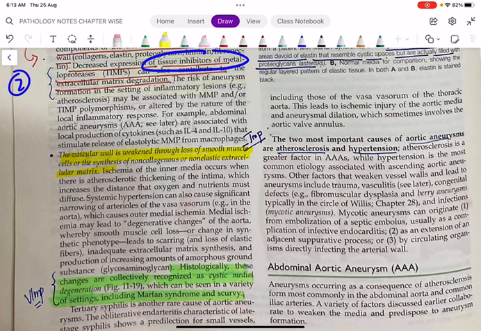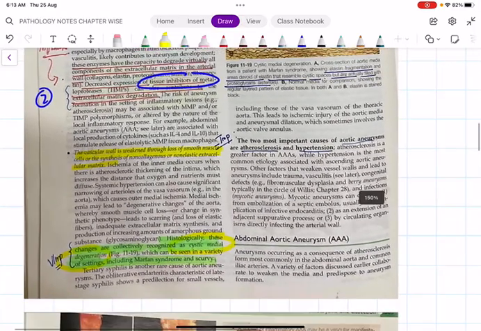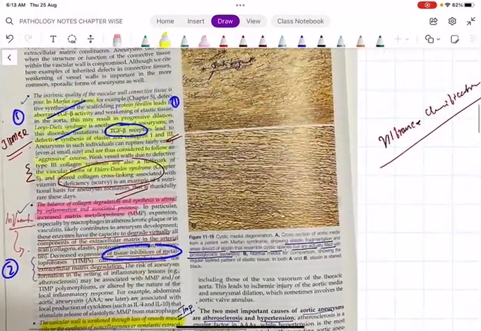So histologically, what are these changes collectively called? This is called cystic medial degeneration. Very, very important BVIP point. This is the single histopathological hallmark point you have to remember in aneurysm. What is this cystic medial degeneration? See, you can see in this picture.